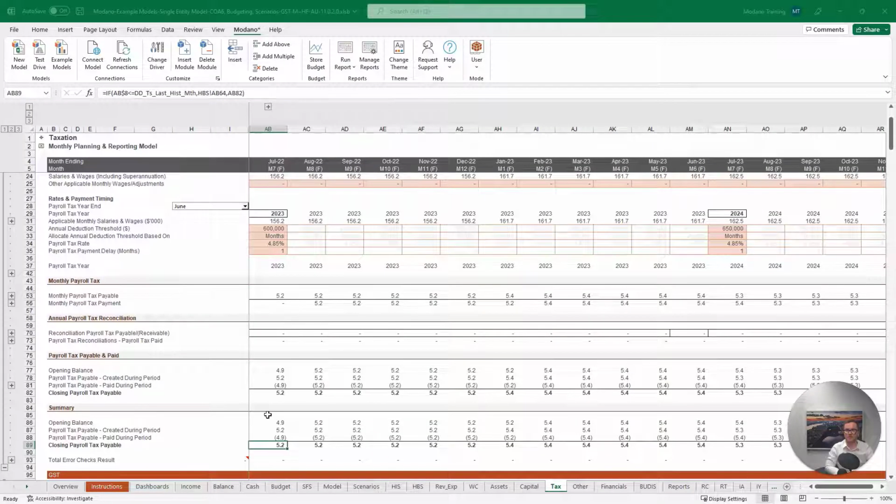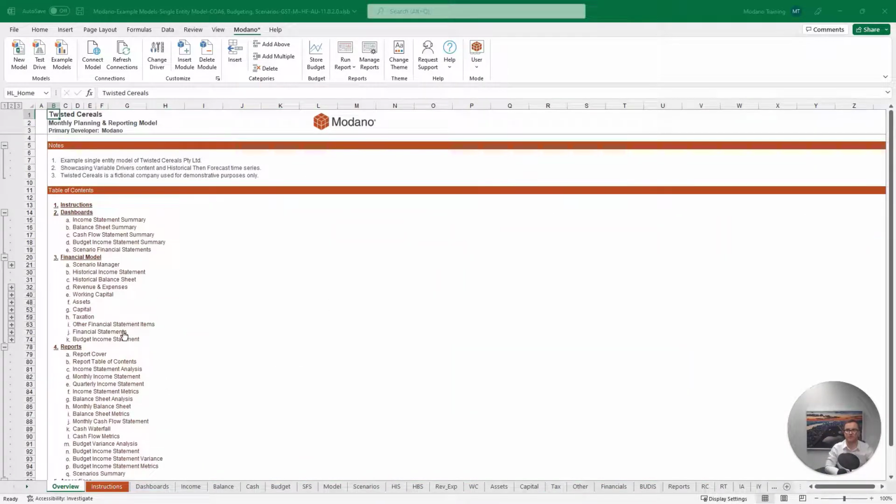Hopping back into our example, we can see that in our first forecast month of July 22, we had a calculated payroll tax expense of 5.2, payroll tax paid of 4.9, leaving us with a closing balance of 5.2, and in the following month of August 22, we then have a payment of 5.2 being made for July's closing payroll tax payable. If we want to see the impact of our payroll tax on the financial statements within our model, we can head back to our table of contents and activate the financial statements.